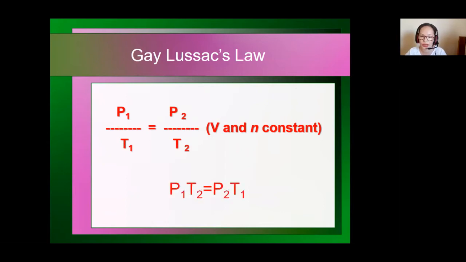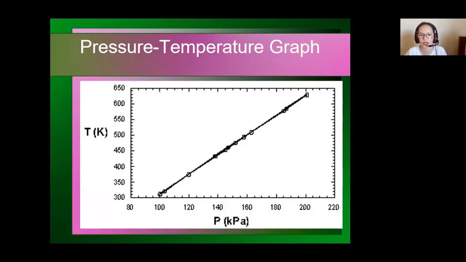Okay, so we can simplify this by using P1 T2 equals P2 T1. This is how we can graphically describe pressure and temperature. As the temperature increases, the pressure also increases.